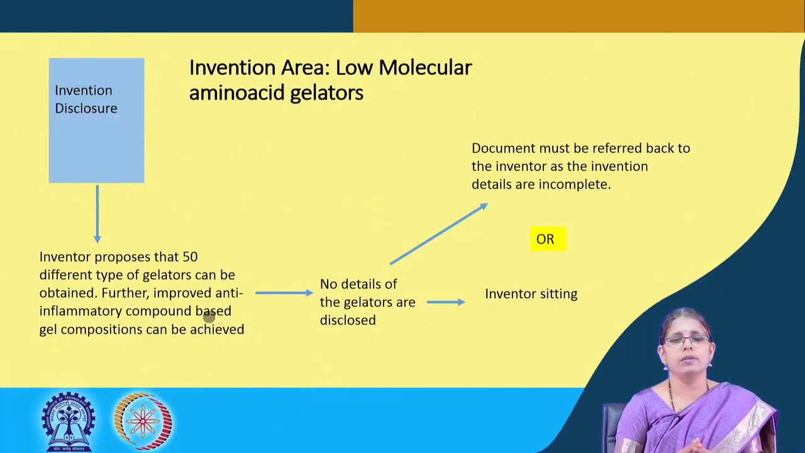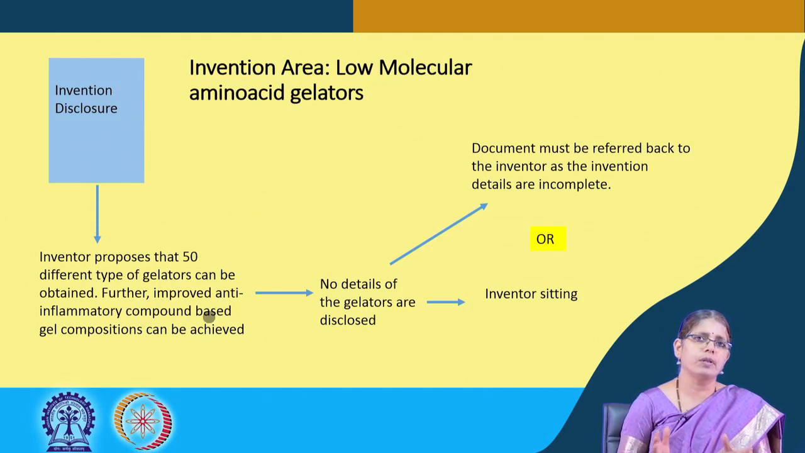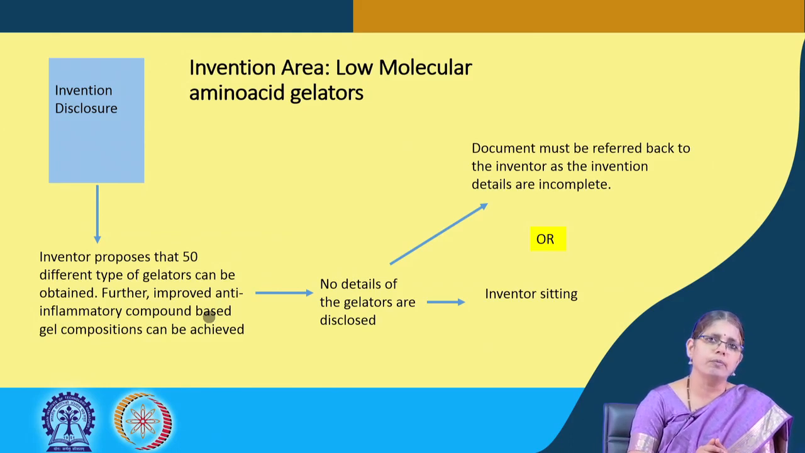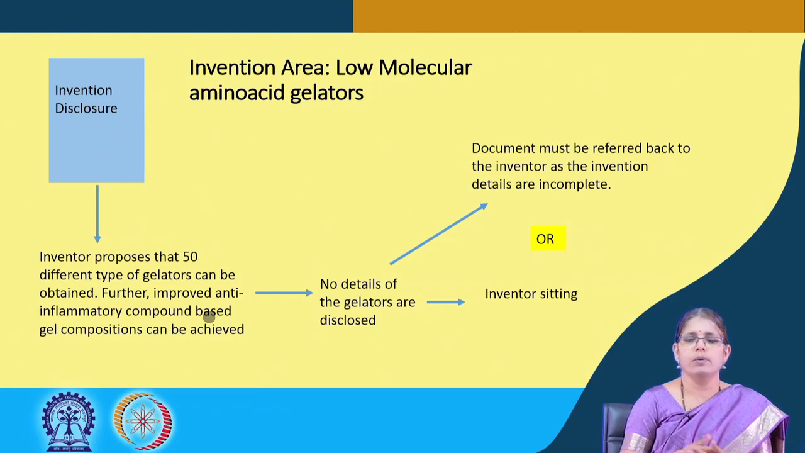Now, some illustrations on some of the examples in relation to patentability search. So, for instance, this is one example where the invention belongs to the area of low molecular weight amino acid gelators. Now, the invention disclosure document provided by the inventor talks about the process of obtaining different gelators, almost up to 50. And further on, an anti-inflammatory compound was used and a composition has also been achieved. Now, a complete reading of the disclosure is important, as we had discussed in the earlier part of this presentation.